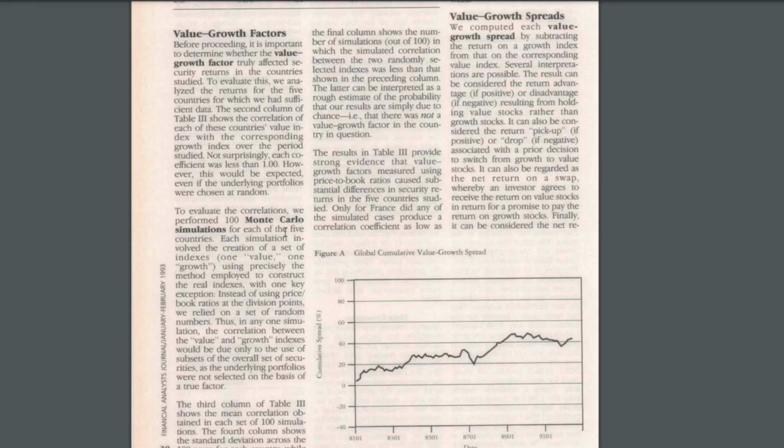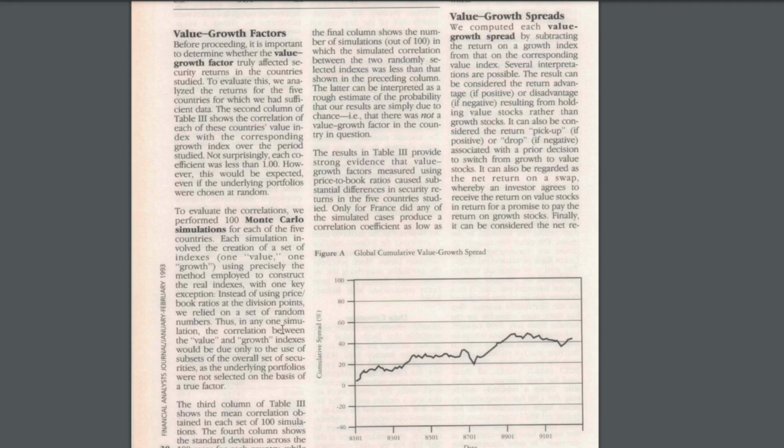That is a great question. So let's read here together. The Monte Carlos performed 100 Monte Carlo simulations for each of the 5 countries. Each simulation involved the creation of a set of indexes, one value, one growth. So this is, I believe, taking random selections from each index, basically sub-indexes. Yeah, different combinations. I think that's what it's doing. And then it's taking the average of each of those results.